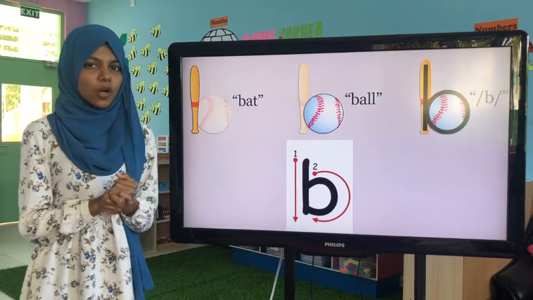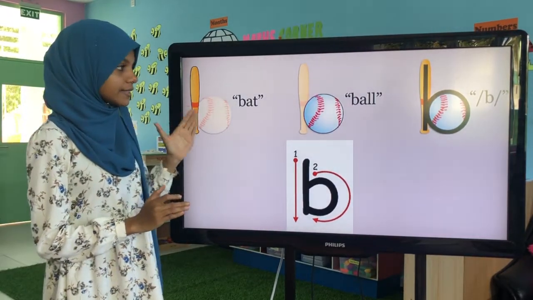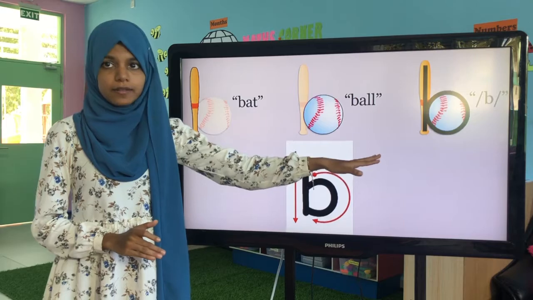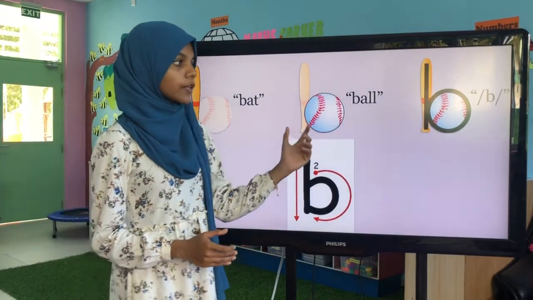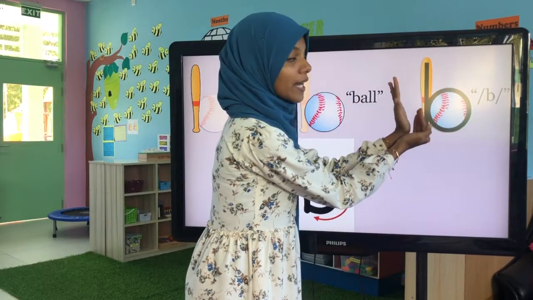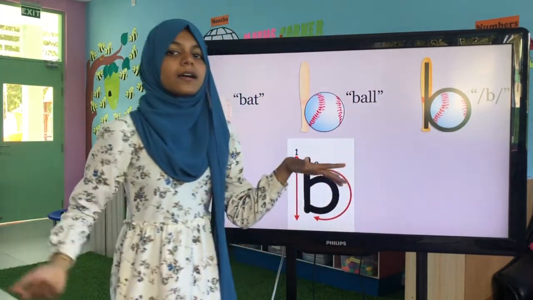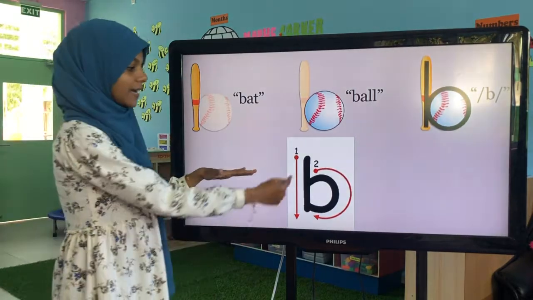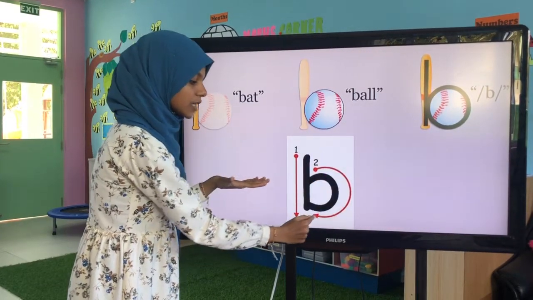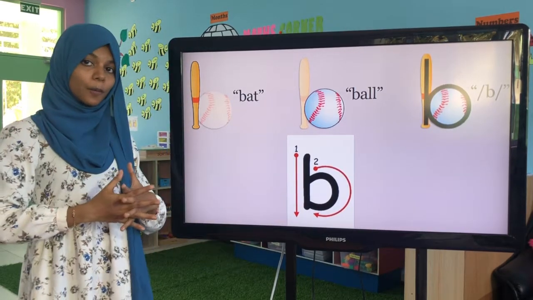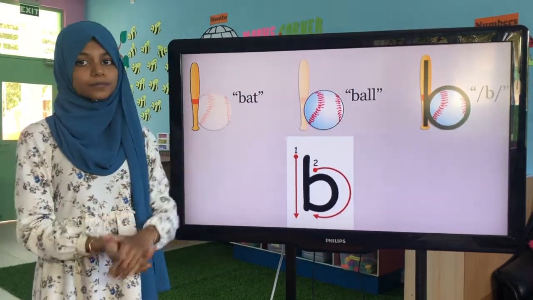As you heard from the song, you can totally relate a bat and a ball to the letter B. First comes the bat and then the ball. When you put them closer together, you get the letter B. Now let's see again. First comes the straight line and then comes the loop. And that's how you form a B with a bat and a ball.